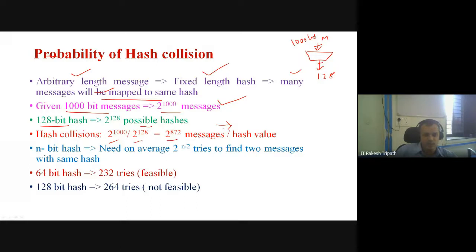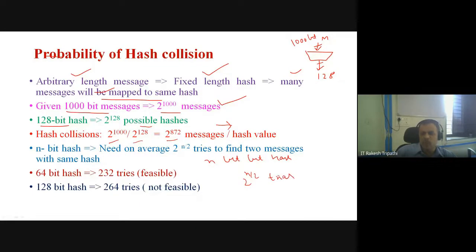See, if I give an n-bit hash output, on average you need 2 to the power n by 2 trials. Say you got a hash value for my name, Rakesh. You give it to a hash function and you get some digest. The output is called the digest. Now what other message will give you the same digest? You have to try 2 to the power n by 2 trials on average, if n is the output bit length. If it is a 64-bit hash, it will be 2 to the power 32.